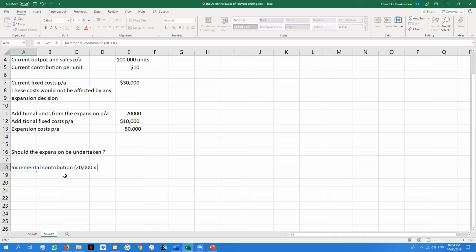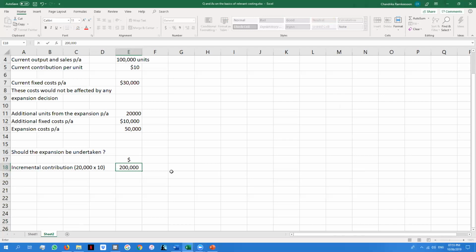times $10, because remember the contribution is $10 a unit. So that's 200,000. Now remember, this is per annum, because it will be 20,000 additional units per annum. So if XYZ goes ahead with the expansion, they're going to generate an additional $200,000 in contribution per annum. Now that's a positive cash flow. Remember, contribution is sales less variable cost, both of which are considered to be cash flows and therefore relevant.